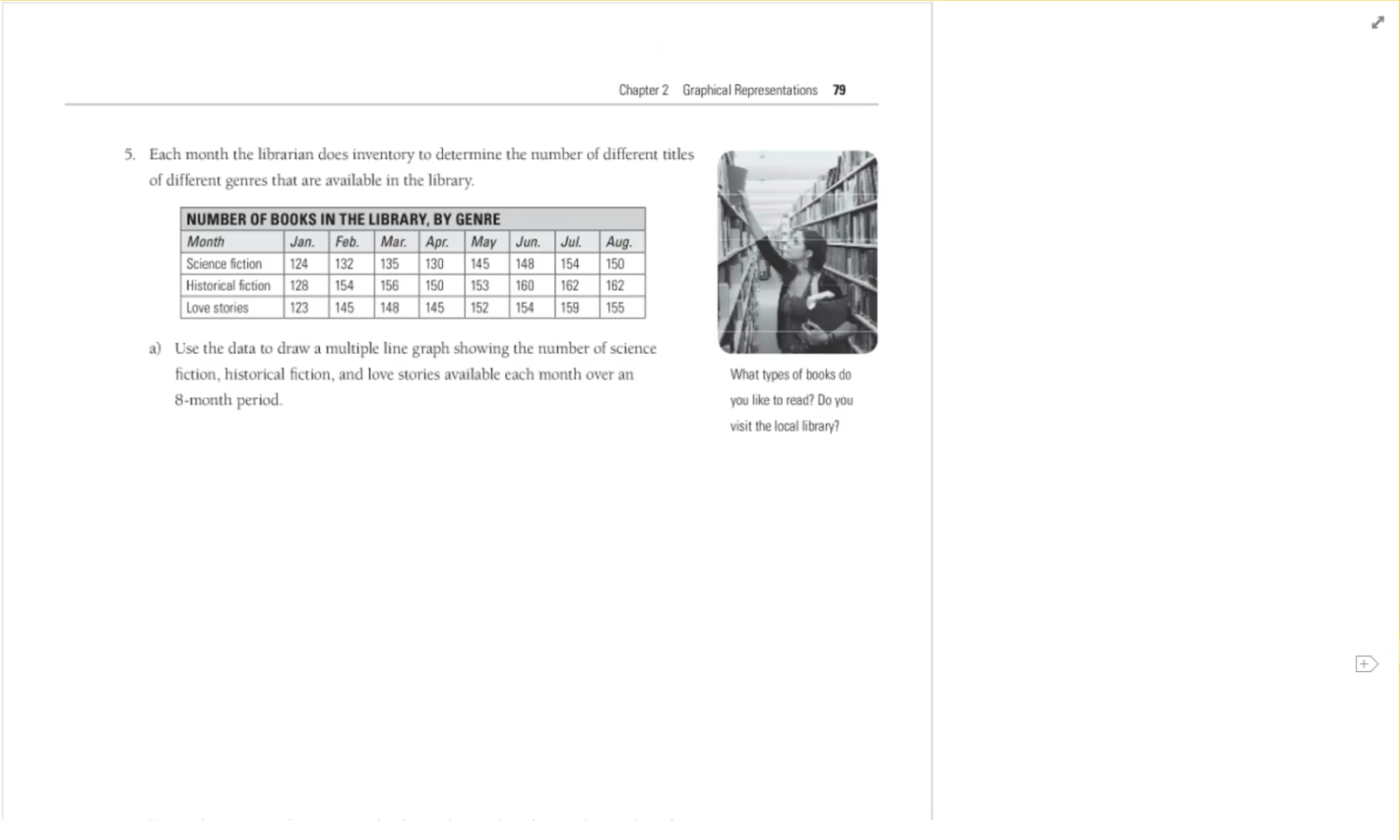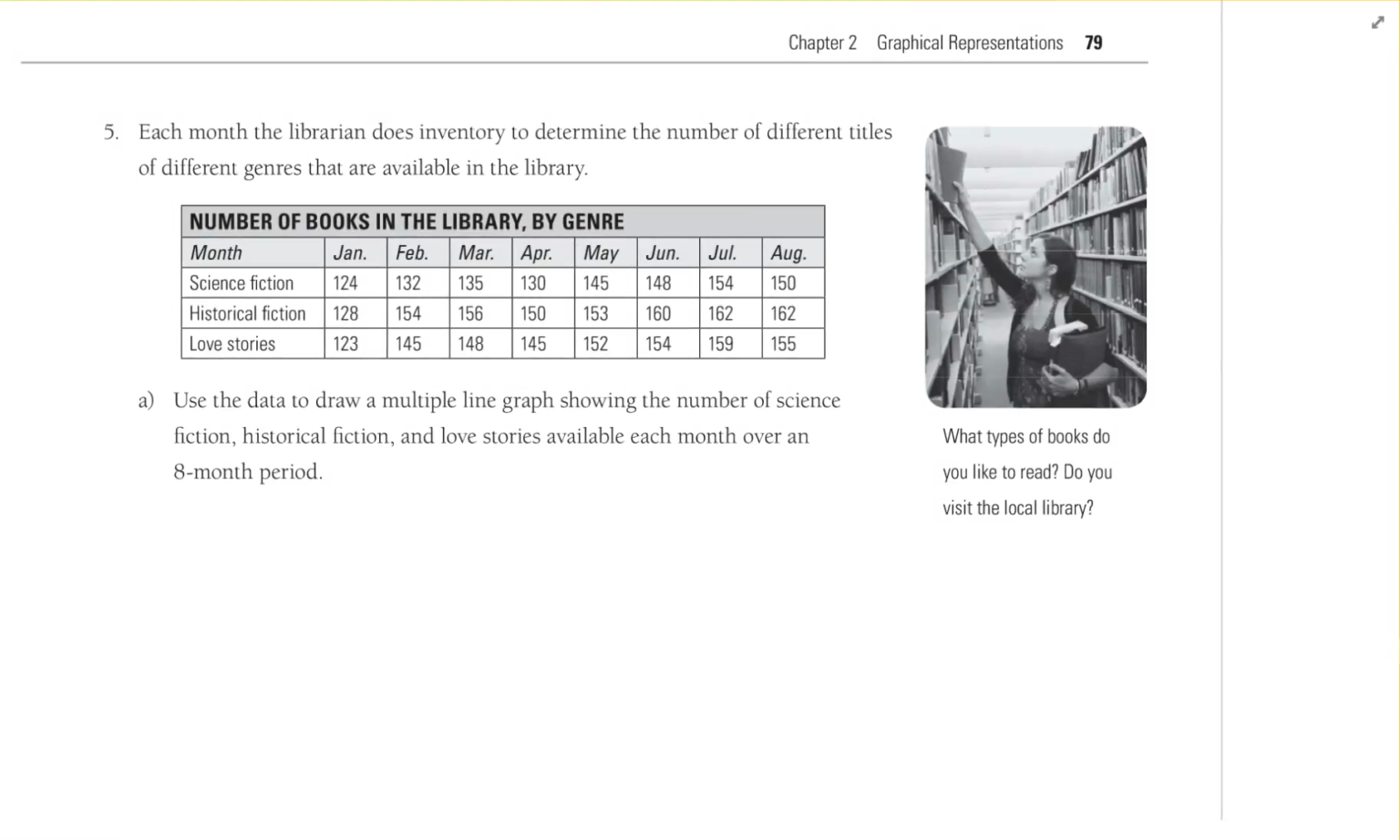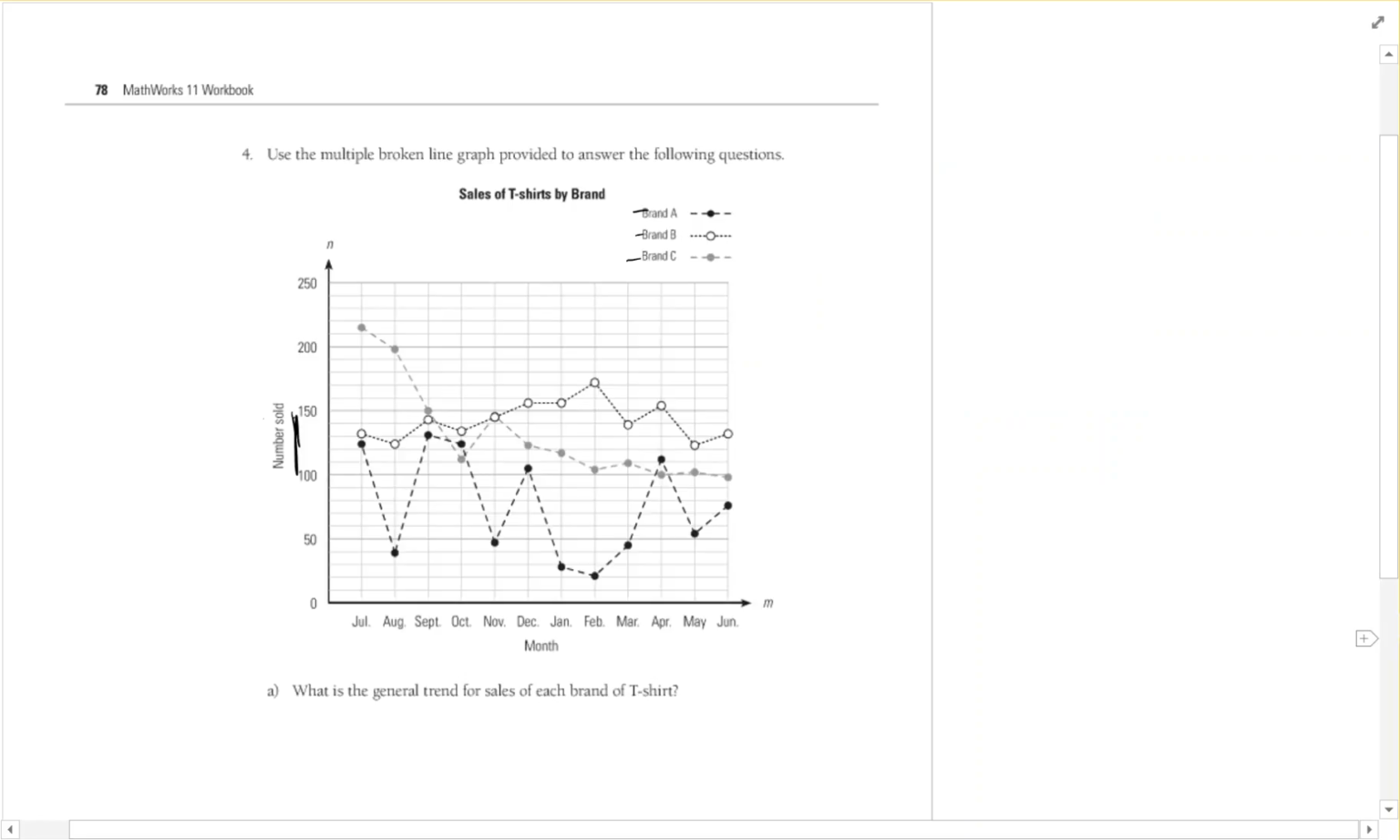Okay, last page. Each month the librarian does inventory to determine the number of different titles of different genres that are available in the library. So we got a few. It's going to be a similar type of graph as the last page there. Something going to look similar to this, right? It'd be easier if you get 3 different colors of pen or something like that.